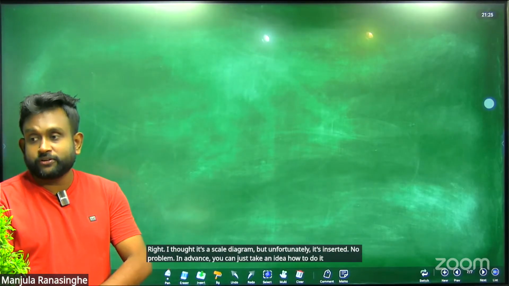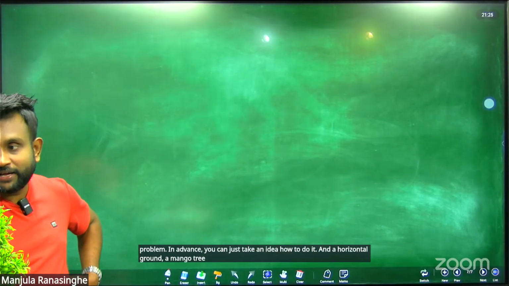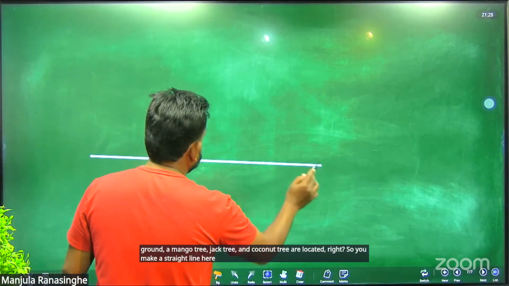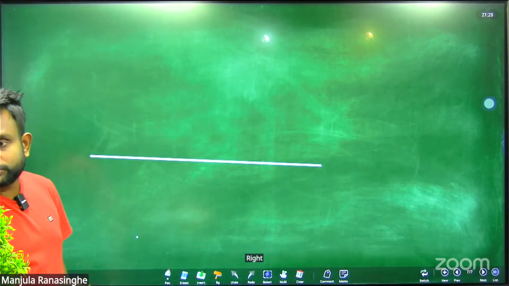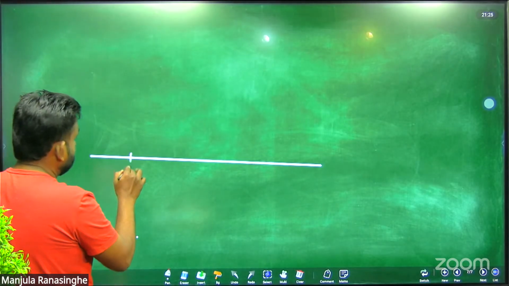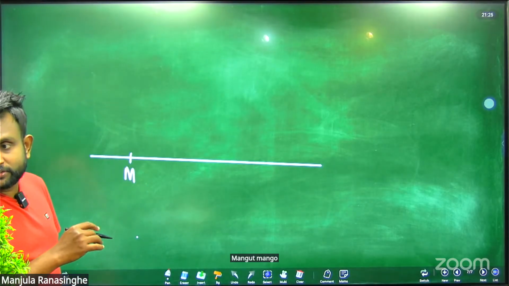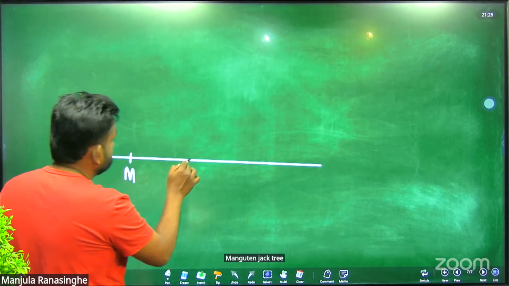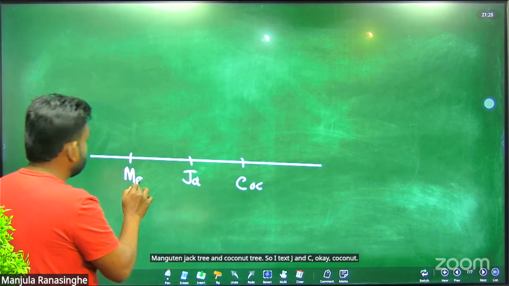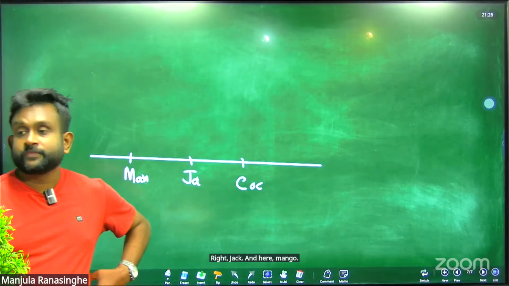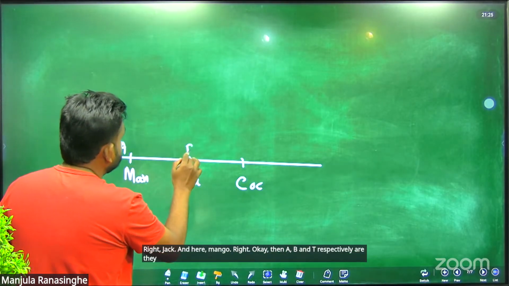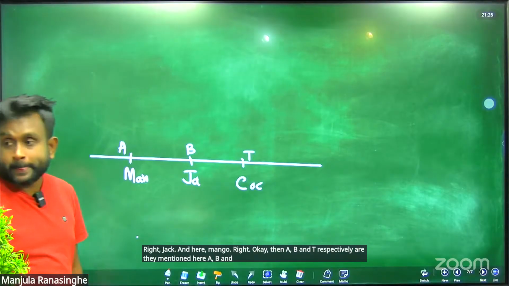On a horizontal ground, a mango tree, a jack tree, and a coconut tree are located. Right, so you make a straight line here. Mango tree, I take M, and then the jack tree and coconut tree, so I take J and C. Okay, coconut, right, jack, and here mango. Right. Okay, then A, B, and T respectively are mentioned here.